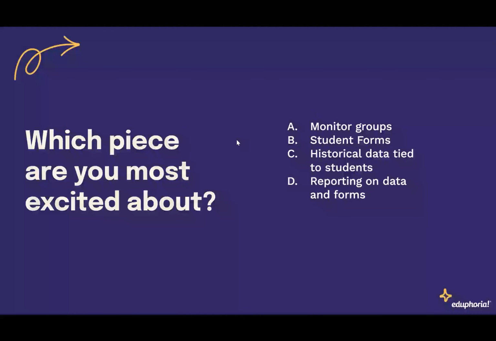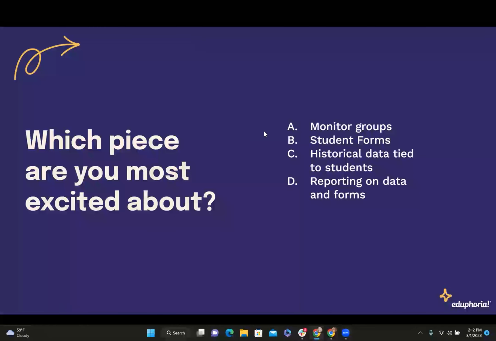All right, so we'll hear back from you really quick. We covered four things very easily right there. Which piece are you the most excited about? We talked about monitor groups. We talked about student forms. We talked about historical data being tied to the student profile. And then we talked about that reporting mechanism of being able to align trends academically and see these groups of students with that information aligned. So you tell me, are you A, B, C, or D?